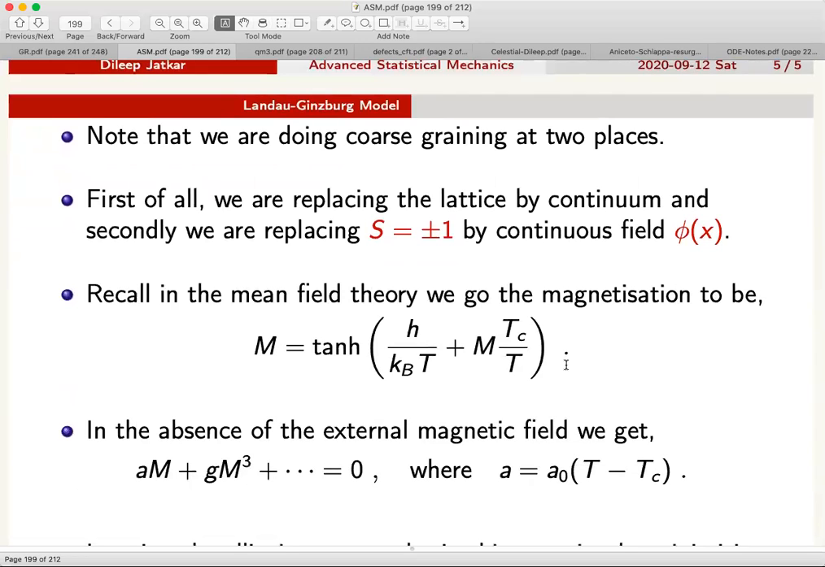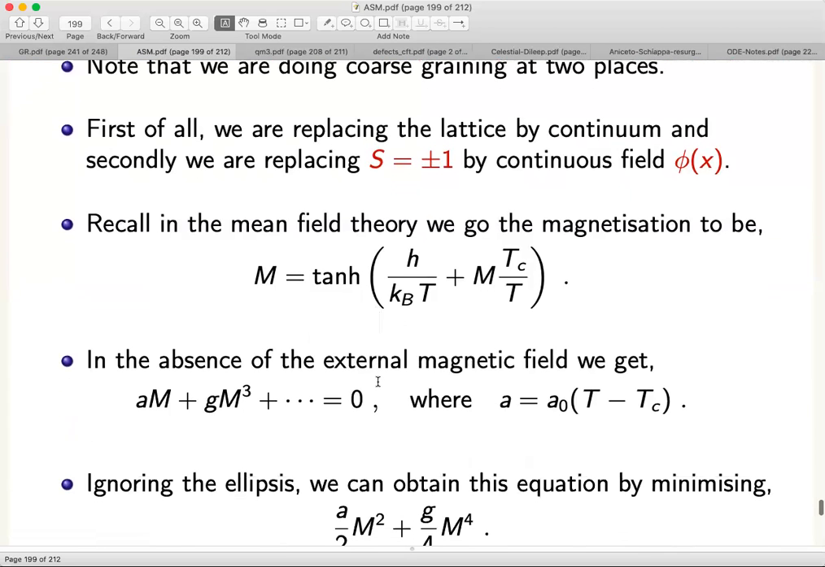Now recall that in mean field theory, we get the magnetization to be something like this: m equals tanh of (h over k_B T plus m times Tc by T). In the absence of external magnetic field, what we get is an expression like this: some number times m plus some other number times m cubed plus some higher powers. They are just expansions that we are trying to do, of the tanh. You take this m on the left hand side and set that expression equal to 0, where this coefficient a, if you do this expansion, is some number times T minus Tc.